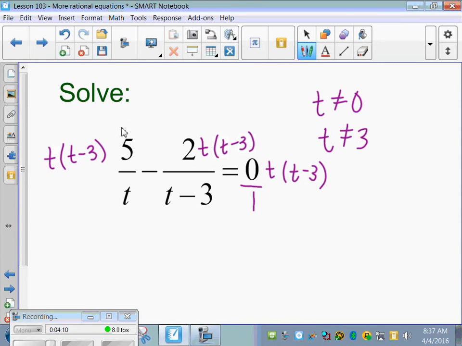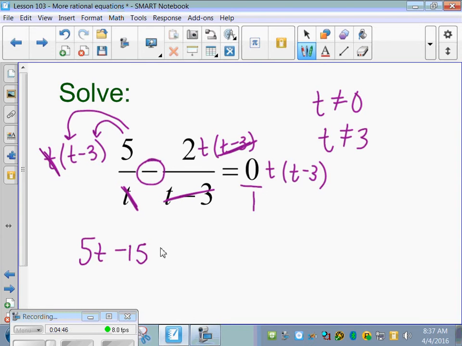In the first fraction, what's going to cancel? Good. The t cancels with the t, so you shouldn't have a fraction anymore. And the 5 has to multiply and distribute to the t minus 3. So 5 times t is 5t. And 5 times negative 3 is negative 15. All right, now I have the next term. What's going to cancel in this term? Yep, t minus 3, good. And now I have, don't lose this negative sign right here, I have a minus 2t.